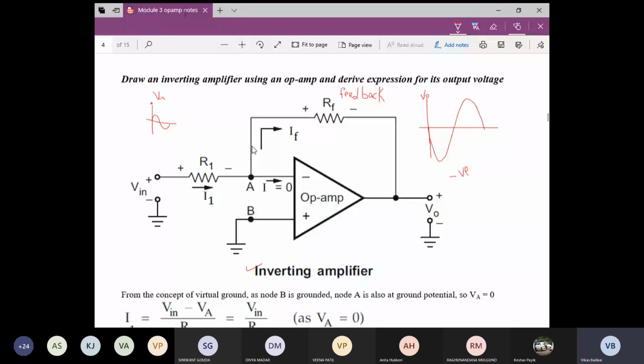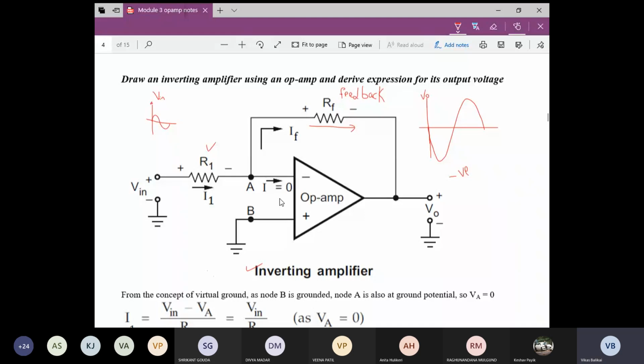That resistance is represented by the term RF, and the resistance at the input side I'm going to represent by the name R1. And here is my output. Now tell me, I have shown three currents. I1 is the current flowing through resistance R1. IF is the current flowing through RF. And there is one current named I, and I have mentioned I is equal to 0. Can anybody quickly tell me why I have shown I equal to 0? Any answer? Quickly.